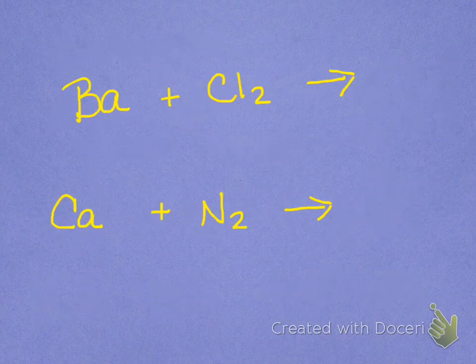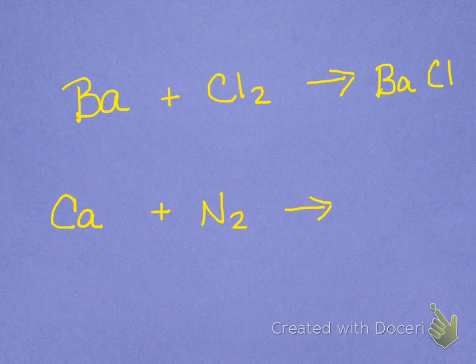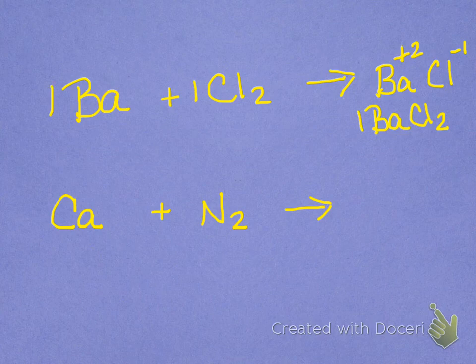Couple more examples. If I combine barium and chlorine, I know I'm going to get something with barium and chlorine combined. Barium is +2, chlorine is -1. If we crisscross those, we get BaCl2. Look at that. This one is already balanced for us with ones. We have the same number of atoms in our products as our reactants.